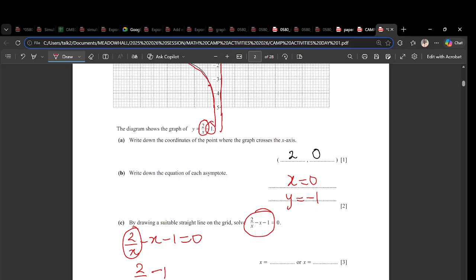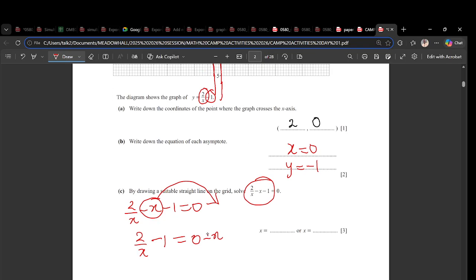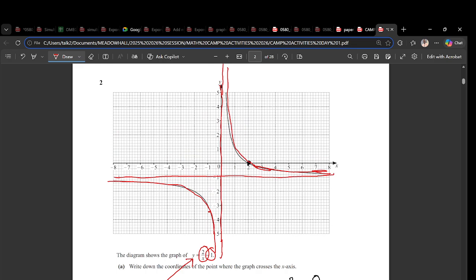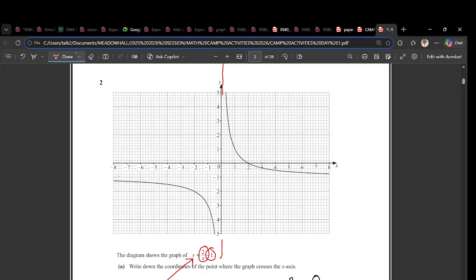Now the only thing that we don't know is this one. So I'm going to take it to the other side. So this is going to be 0 minus x. That minus turns to positive. So this is going to be 2 over x minus 1 is equal to x. Now if you look at it very well, you see that this one is equal to y. So that means that y is equal to x. So this is the equation of the line we want to draw. So y equals x means that when x is 1, y is 1. When x is 2, y is 2. So you plot that line.